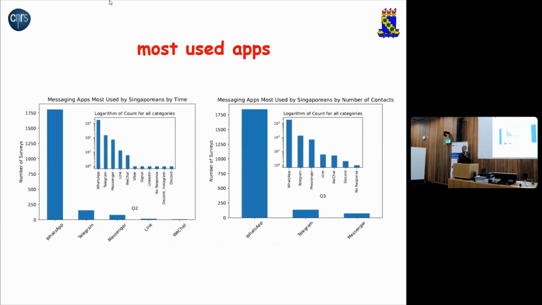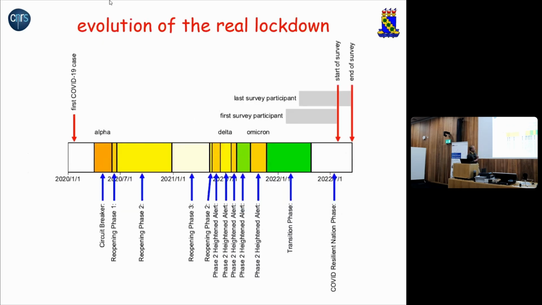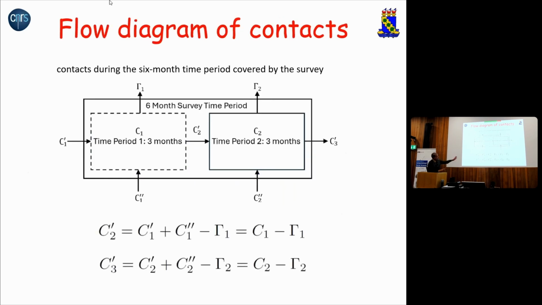Most communications were done with WhatsApp. As you can see, WhatsApp was the most used communication tool. This is how most of the breakups occur. This is also detailed. And this is the pandemic's evolution in time: you see the alpha, delta and omicron variants. Here is the time at which we did the survey, covering the last 6 months, which is the gray zone. The gray zone was divided into 2 units of 3 months each, as you can see here.